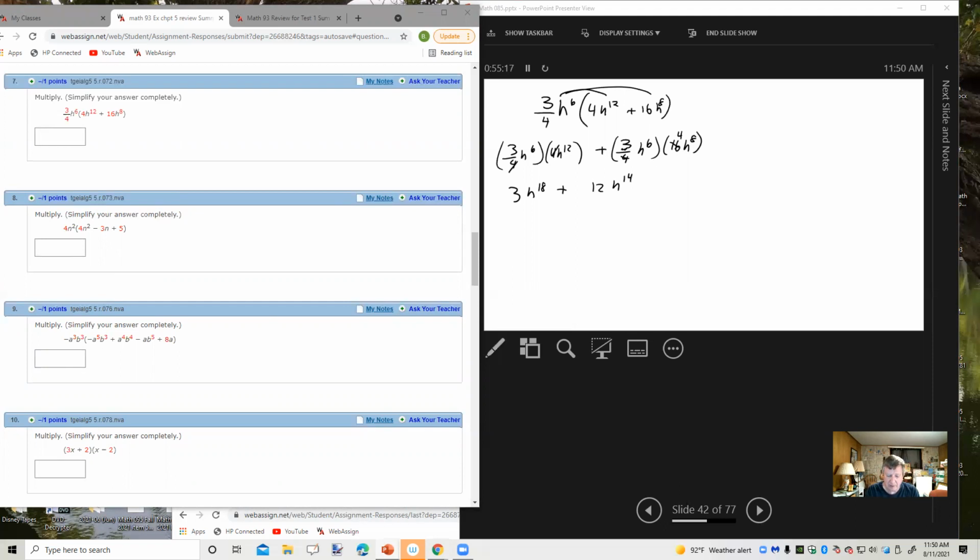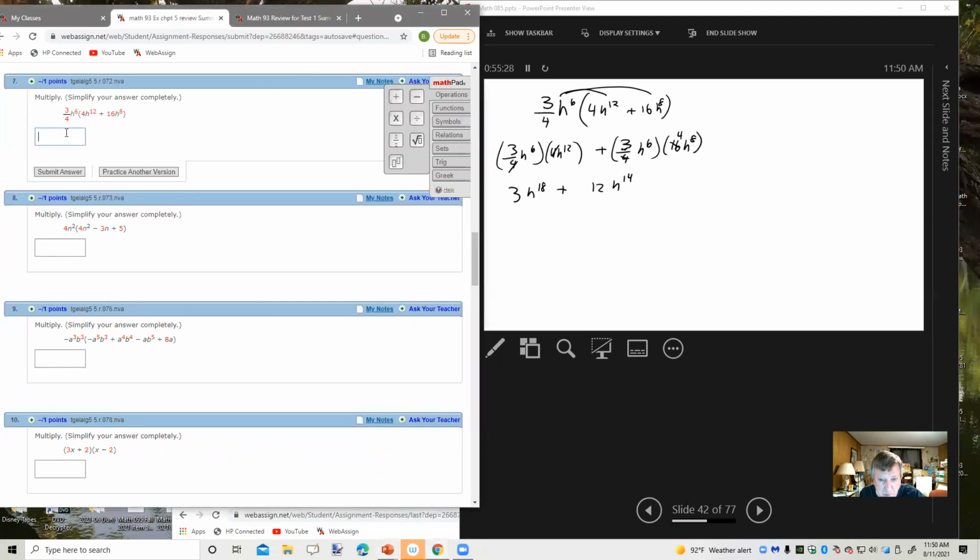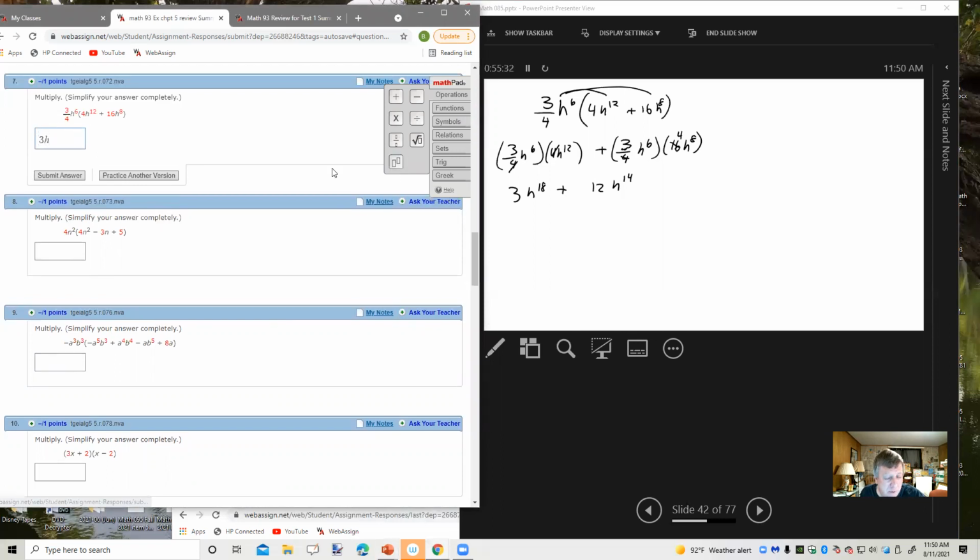So again, let's check distributing. I've got that, that looks good. That's okay. All right, let's see what happens here. So 3h to the 18th power plus 12h to the 14th power.